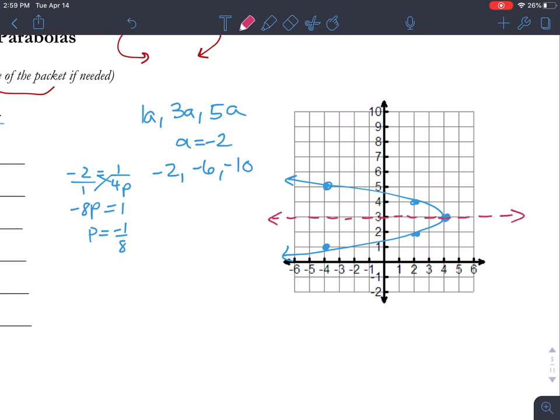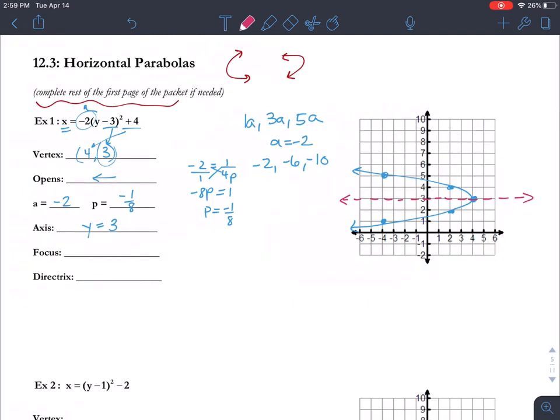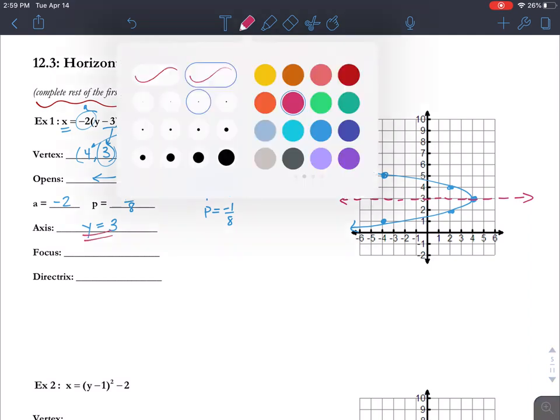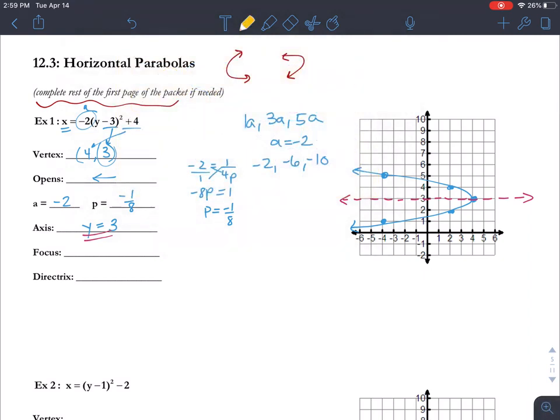And there's our axis of symmetry at y equals 3. So I'll let you guys sketch that out. When you're ready to go, we've got 2 of our 4 elements. Remember, the other 2 elements we still have to draw in are focus and directrix.